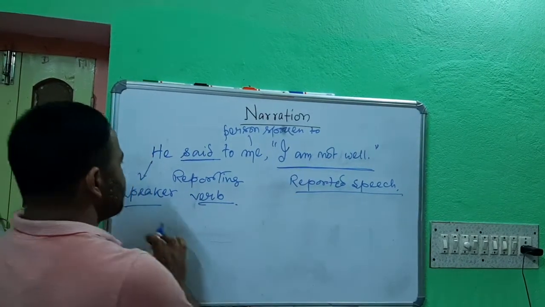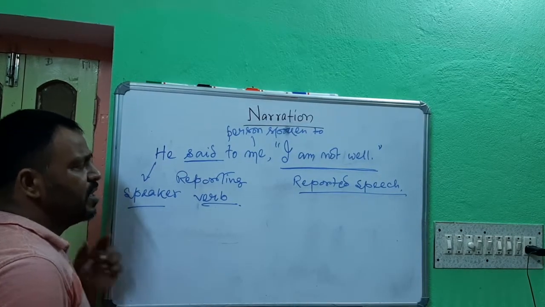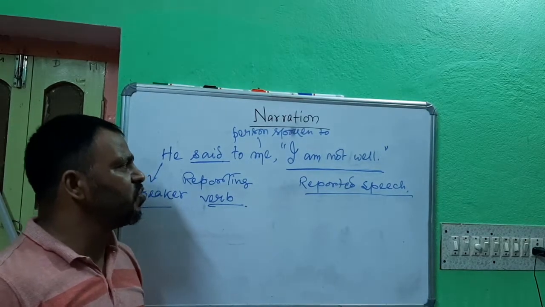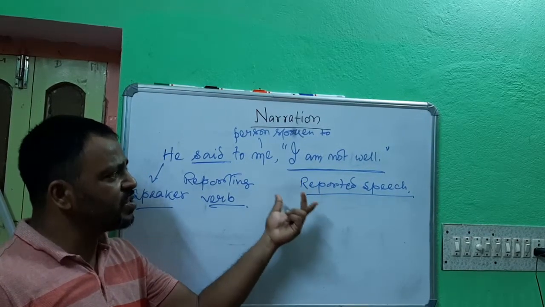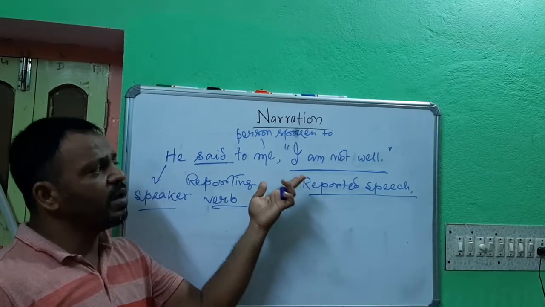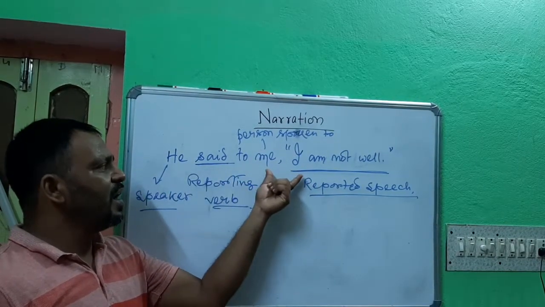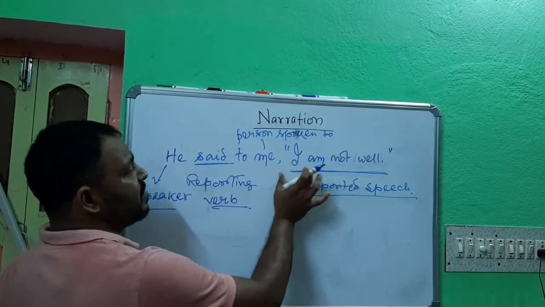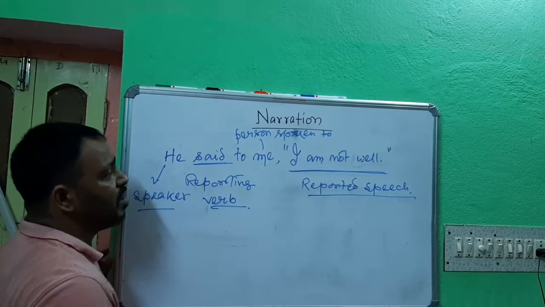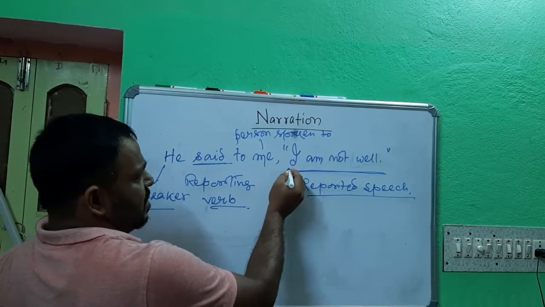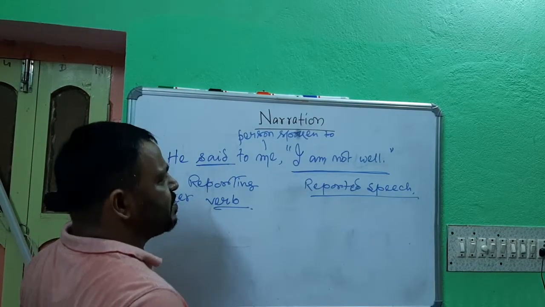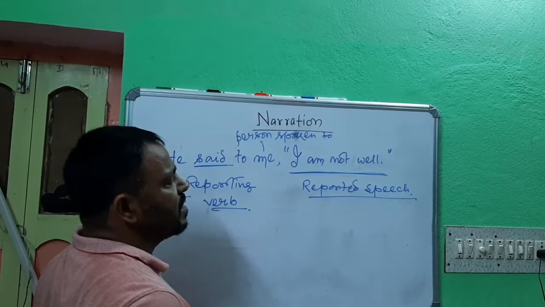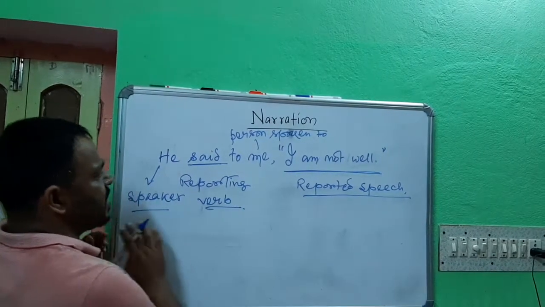From direct narration to indirect narration, you will first have to identify the mode of the reported speech, whether it is assertive, interrogative, imperative, optative or exclamatory. Here I have cited an example of an assertive sentence. How do we identify it? If the sentence starts with a subject, there is a finite verb after the subject, and the sentence ends with a full stop, that is called an assertive sentence.